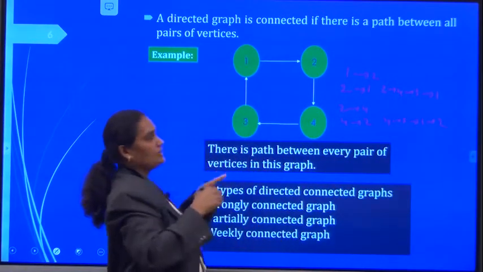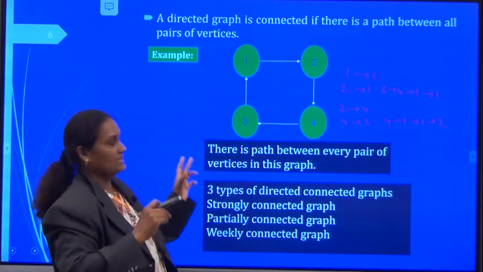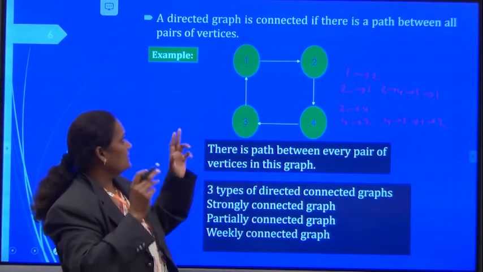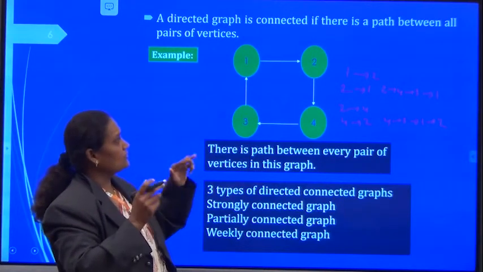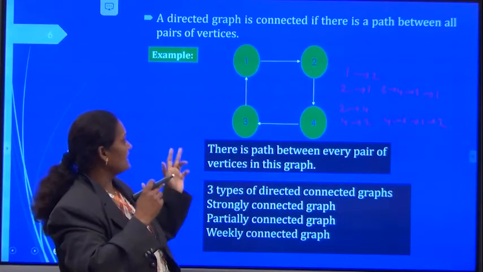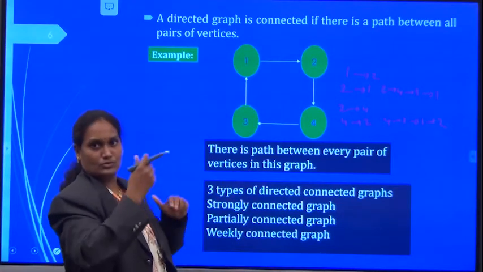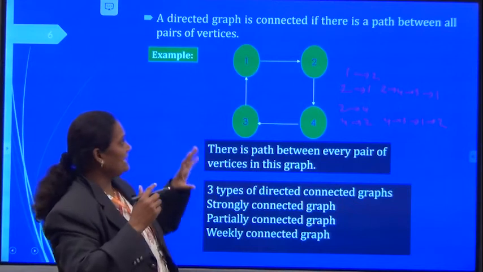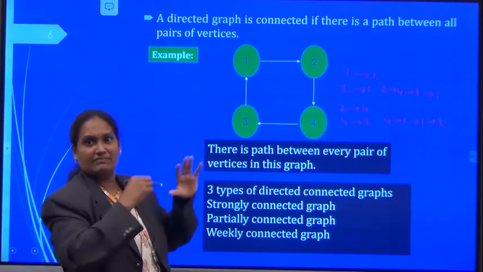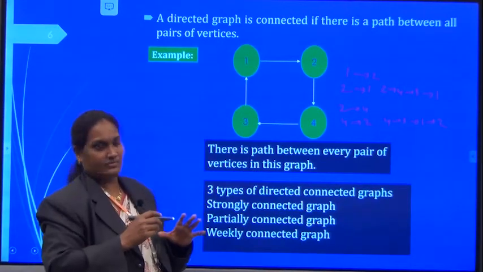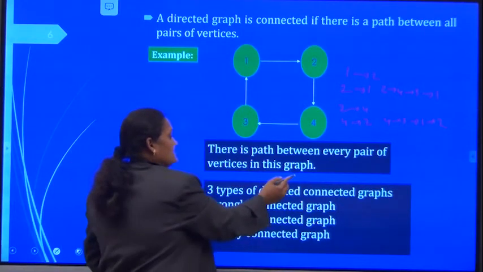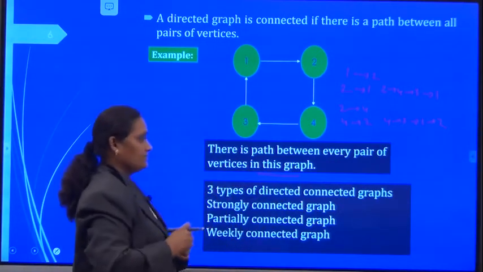Like that, if you observe the paths between every pair of vertices, 1 to 2, 2 to 1, 1 to 3, 3 to 1, 1 to 4, 4 to 1. In the same way, 2 to 3, 2 to 4, 4 to 2, 3 to 2. Like that, if you observe any path, there is a path between every pair of vertices in the directed graph. So we can say that this graph is a connected graph.